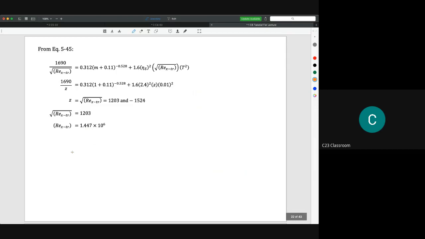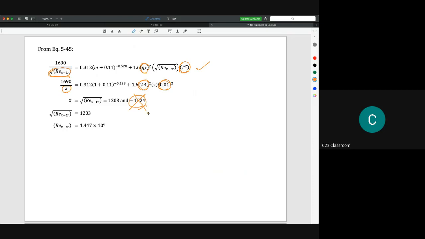Okay, so now we have this equation. So we substitute all the values. So we substitute the eta delta here equal to 2.4. We get these numbers from the table. We substitute the value of t here, 0.01. So this is based on the question. So and then we just simplify our calculation. For example, we assume that the square root of the Reynolds transition is equal to z. So we solve it. So we could find that z is equal to 1,203 and negative 1,524. So we neglect the negative value here.